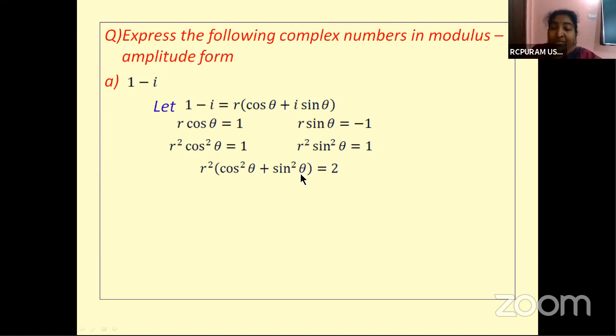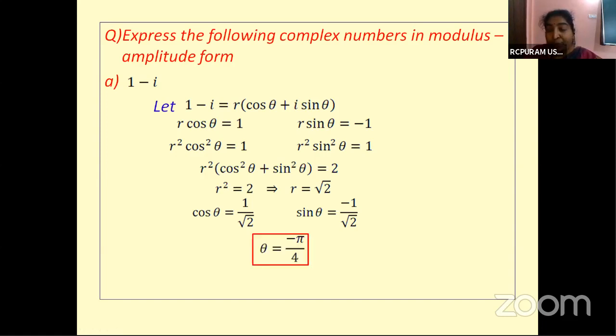Cos square theta plus sin square theta is the identity we have. So this is 1. So r square into 1 is r square. So r square equal to 2. It implies r is equal to root 2. Then, substituting r as root 2, cos theta is equal to 1 by root 2 and sin theta is equal to minus 1 by root 2. And the theta which satisfies these two conditions is minus pi by 4.